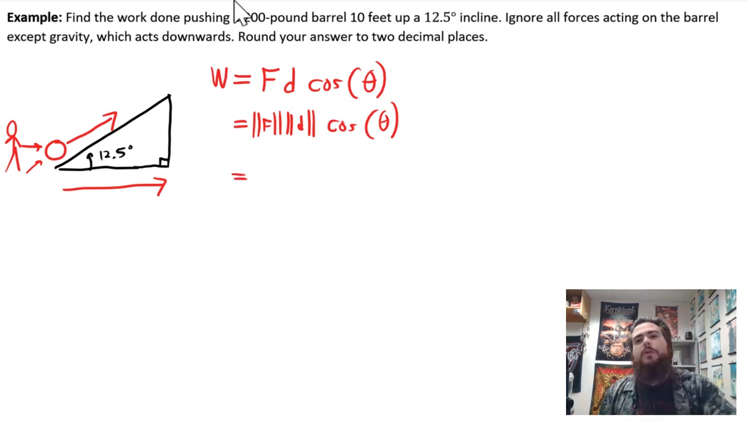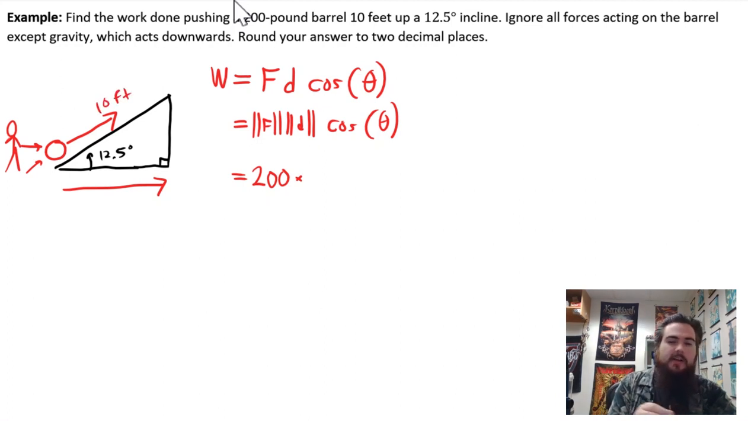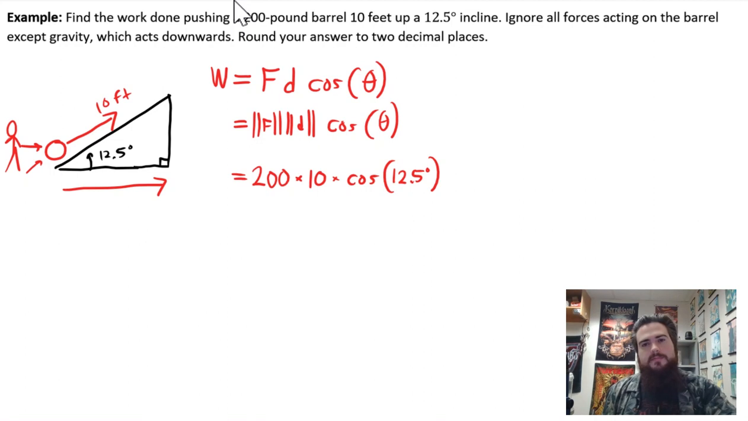Well, here this is going to be relatively simple. The amount of force we need to put into this object to make it move is the weight of it, so 200 pounds. That is where that gravity is coming from, because that's how heavy it is. Times the distance vector, which is how far we want to move it. That is the 10 feet of incline. And we'll multiply that by cosine of the angle measure in between, so 12.5 degrees. That's all we really need in this case.